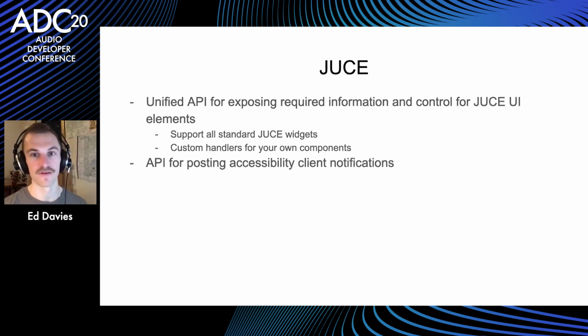So for example, if you have a really cool XY pad that's used for your parameter control in your plugin, then we want the API to be flexible enough for you to be able to implement your own accessibility handling code to provide sensible and useful accessibility control for users. We also need an API for posting custom and required accessibility client notifications, so notifying screen readers and accessibility clients that things have changed within your app.